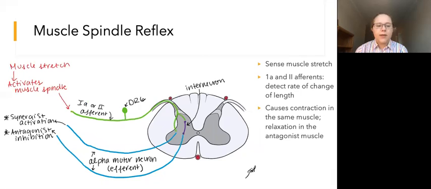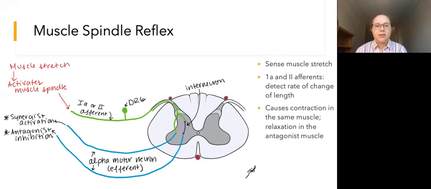The next reflex that we'll be talking about is the muscle spindle reflex. This reflex responds to increased muscle stretch. When a muscle is stretched too much, this reflex responds by decreasing the stretch. The opposite of stretch is contraction. Therefore, the same muscle that stretched must contract.